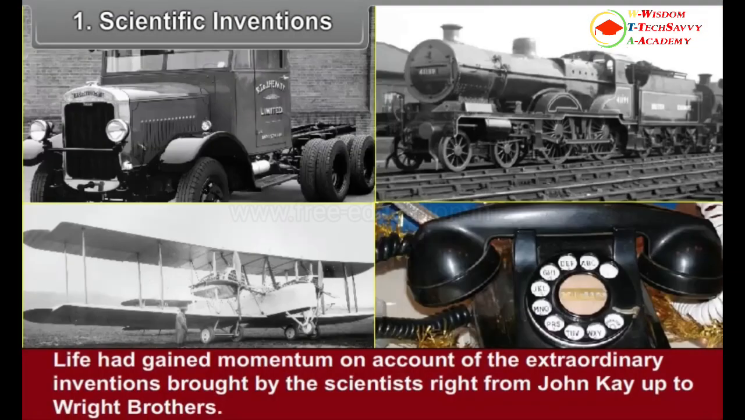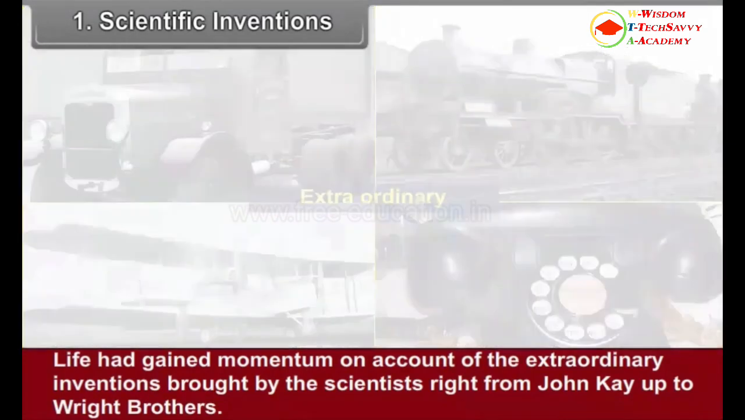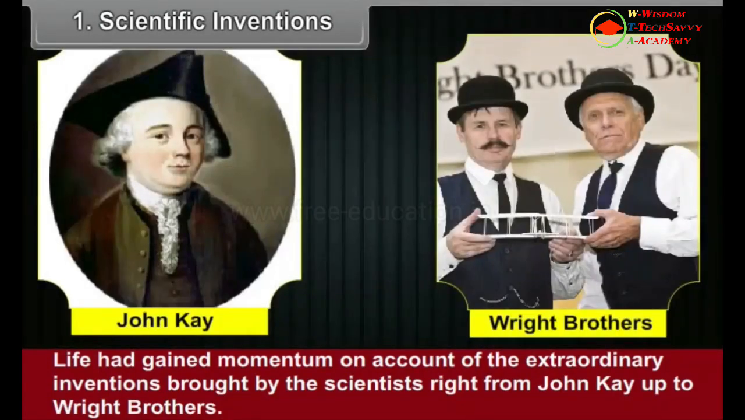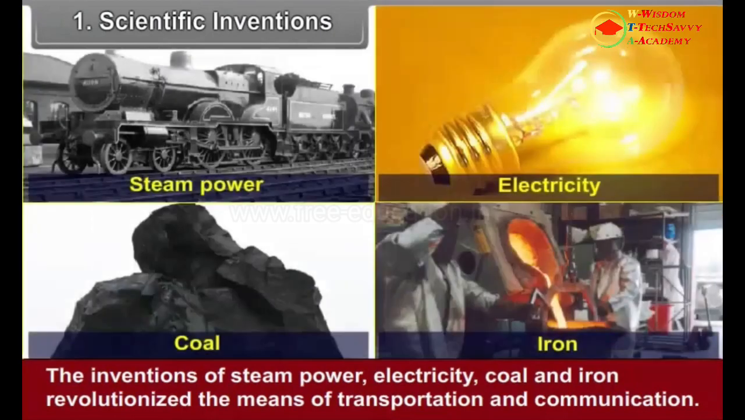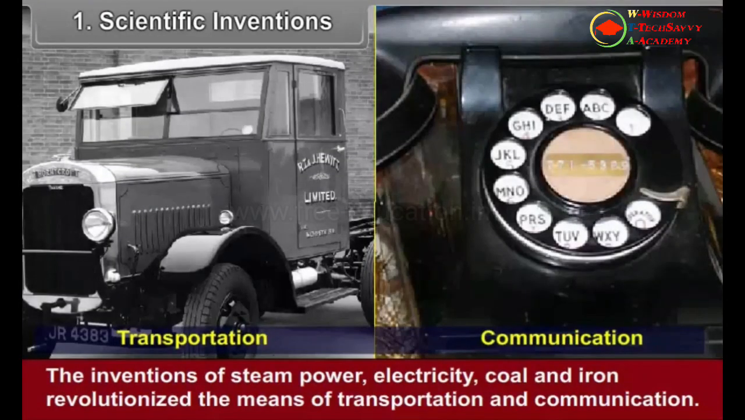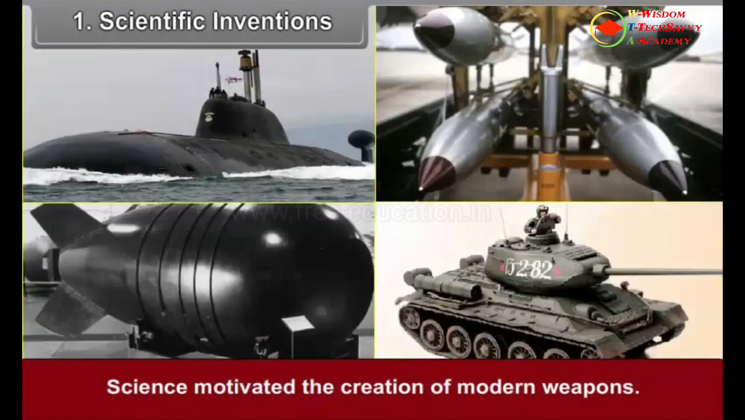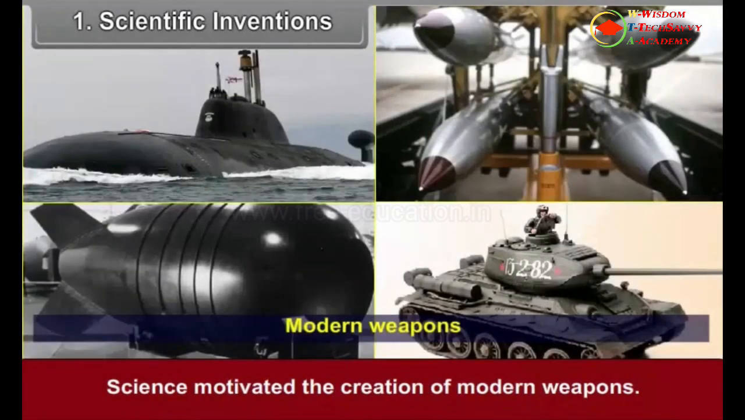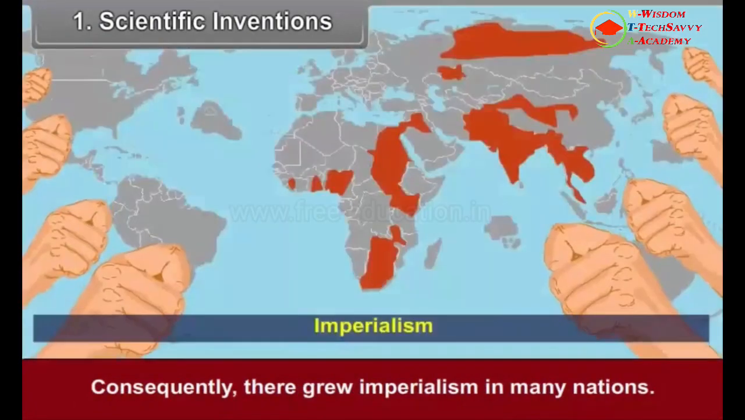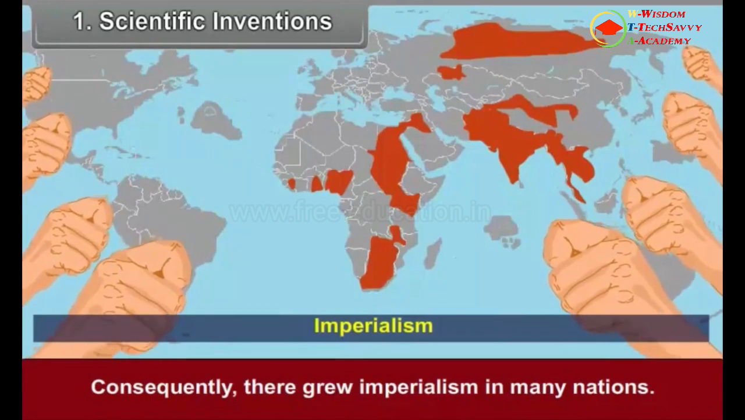First, scientific inventions. Life had gained momentum on account of the extraordinary inventions brought by scientists, right from John Kay up to the Wright brothers. The inventions of steam power, electricity, coal and iron revolutionized the means of transportation and communication. Science motivated the creation of modern weapons. It also woke up tremendous ambition in human beings. Consequently, imperialism grew in many nations.